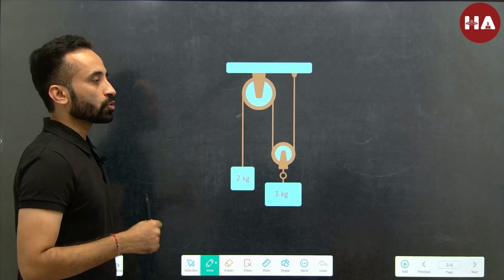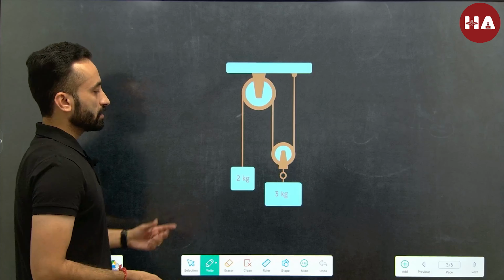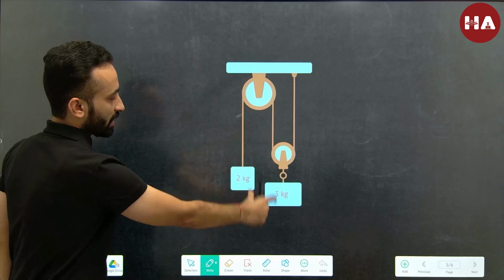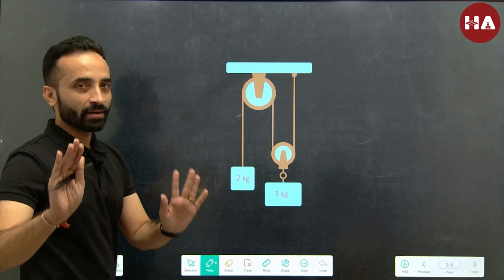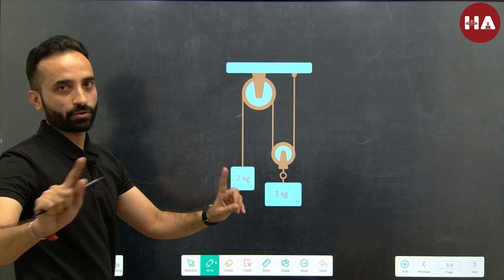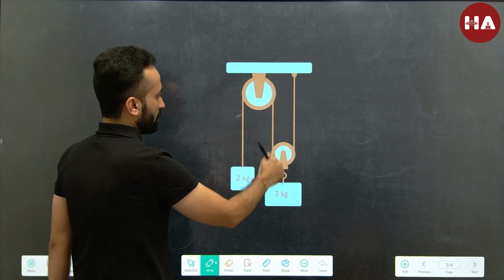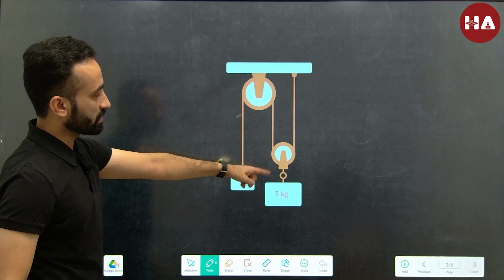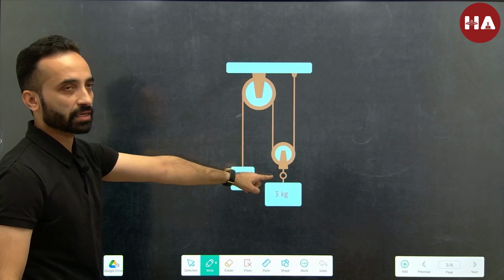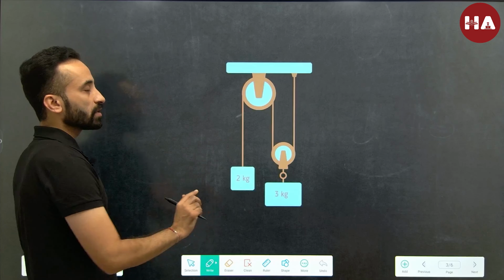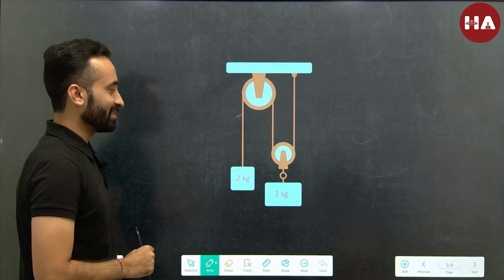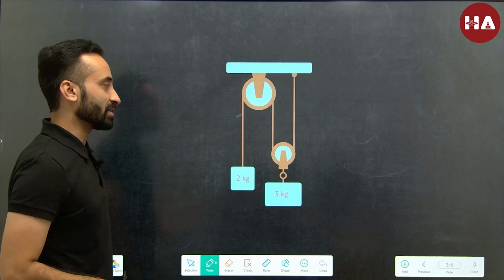Now again, you would want to believe that the acceleration of 2 kilogram upward should be equal to the acceleration of 3 kilogram downward. But that is not true. That is only true if one string is connecting these 2 blocks. Here you can see there is another string here. So let's take things one by one. One thing, but you have to assume the accelerations now.